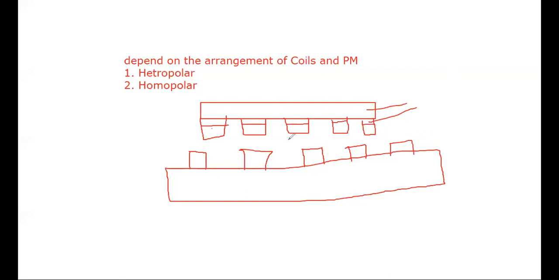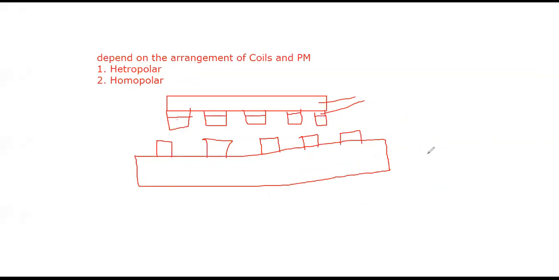Now, what is the work of this secondary? It is just having a saliency with the secondary. It is just having some saliency. How this saliency is produced, whether this saliency is active or passive, that we have to know for a homopolar, right? Since there is no winding or magnet in the secondary, this secondary is said to be a passive one, right?